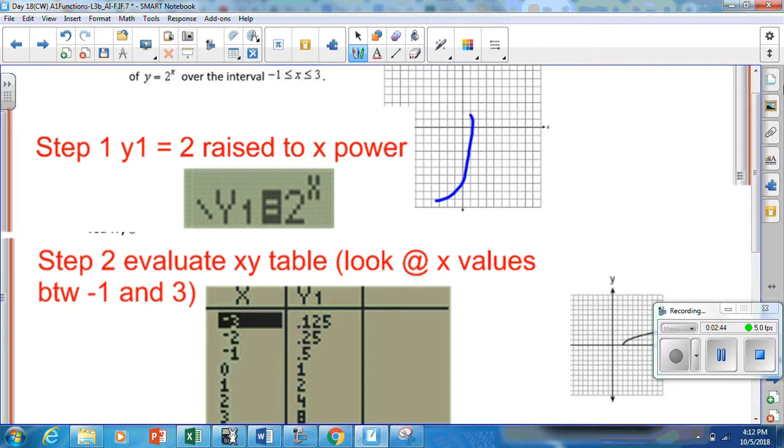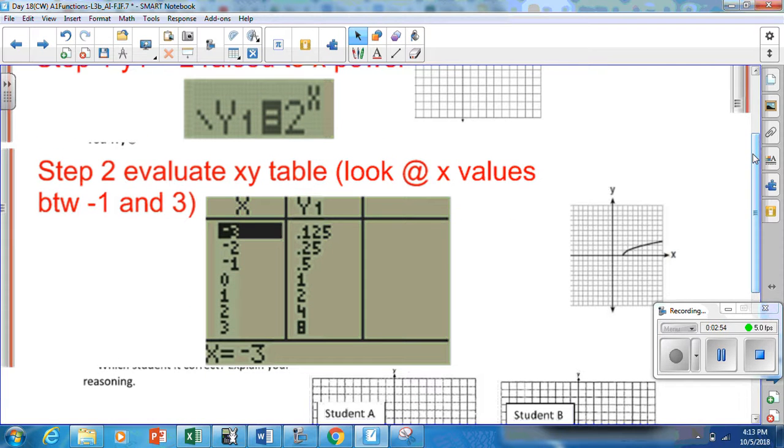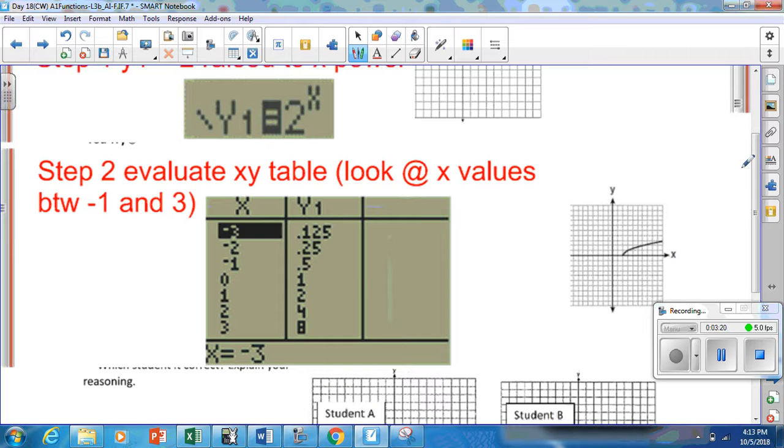All right, so what I want you to be mindful of is that as we look at these XY tables, we're interested in values between -1 and 3. So these are the values that we're supposed to be paying attention to. Right here to right here. Okay? Oh, that's cool. I didn't know it would do that. All right. I'm having fun with this magic pen, guys.